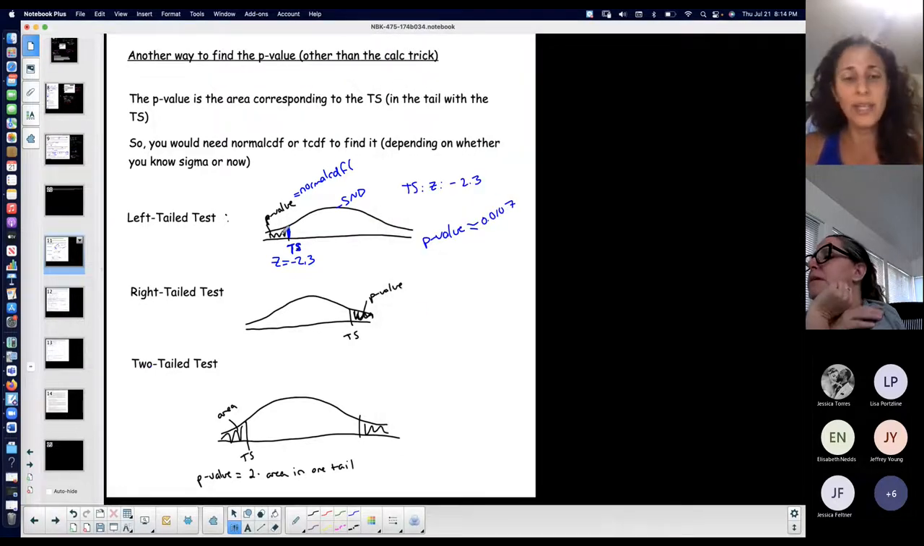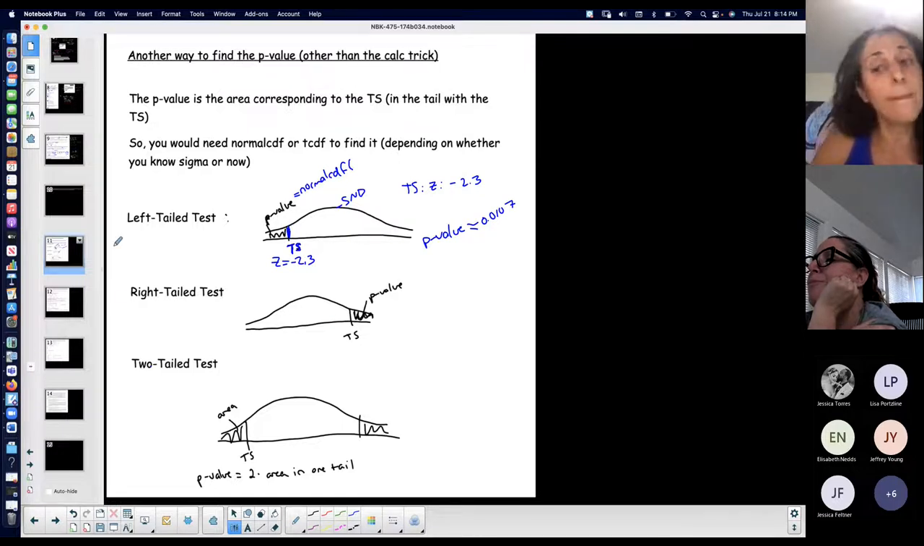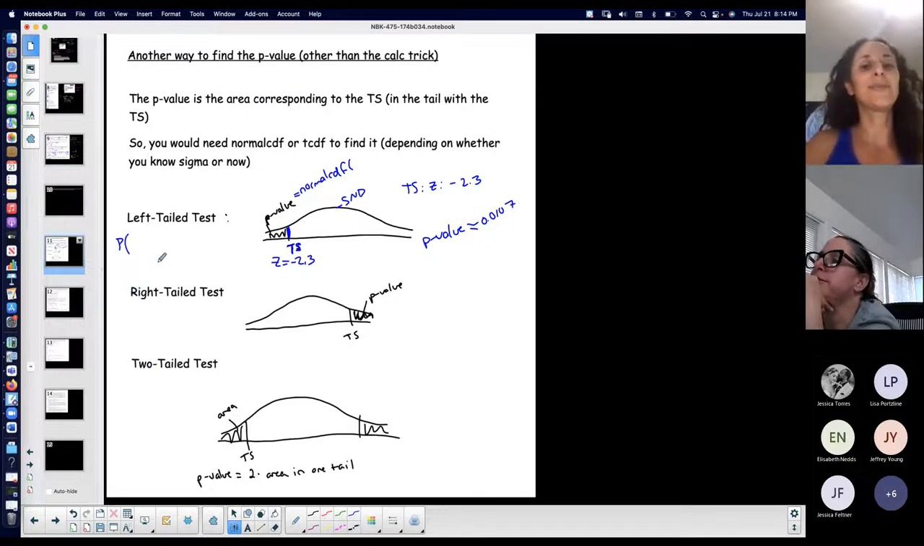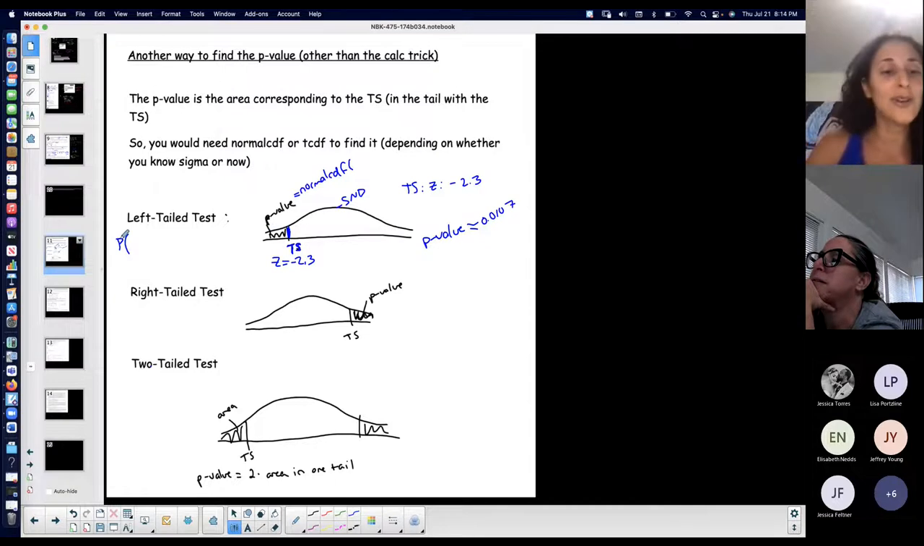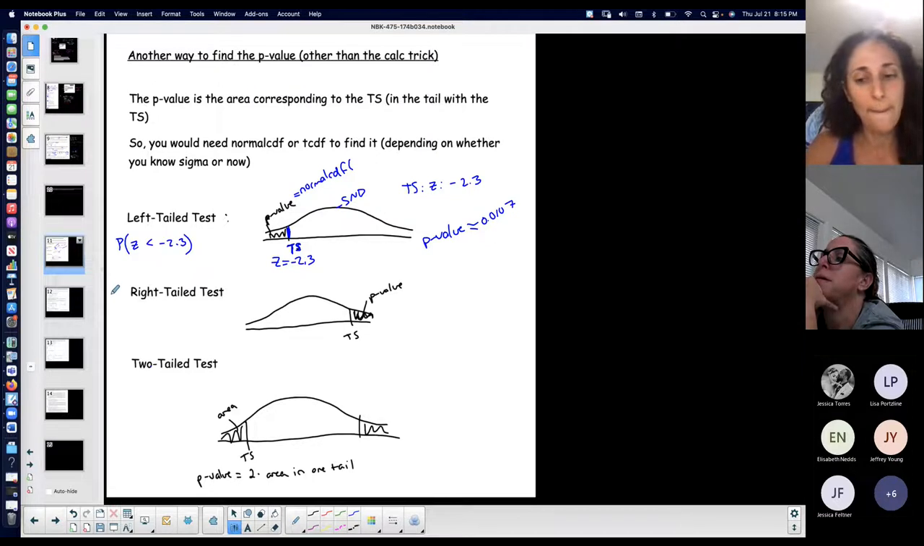So this is how we find a p-value. I'm going to call it the old school method, the old school way, right? If it's a left-tailed test, it's the area to the left. Now, if you remember your notation, back in the good old days, when you were talking about an area on a standard normal distribution curve, it is also known as a probability that I randomly select a z-score, and it is less than, in this particular situation, this test statistic, which is -2.3.